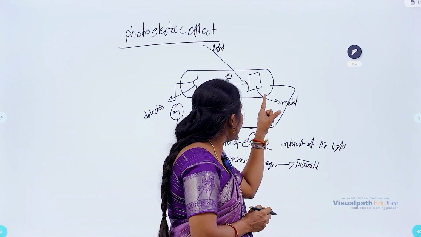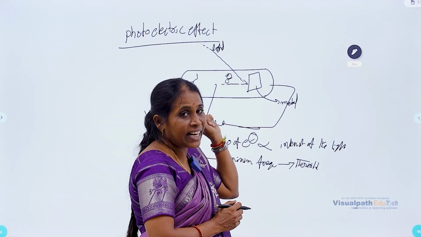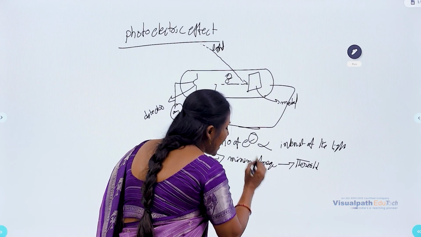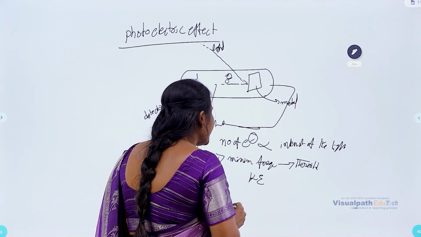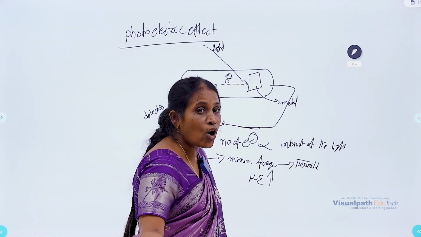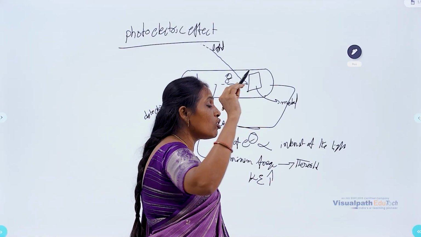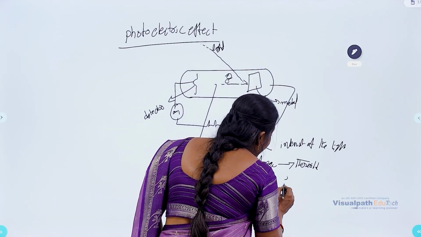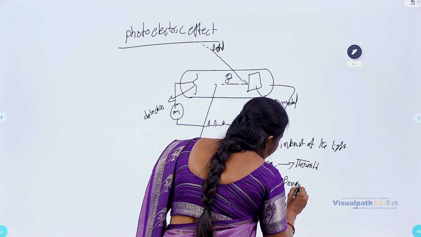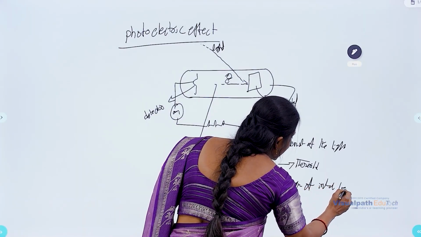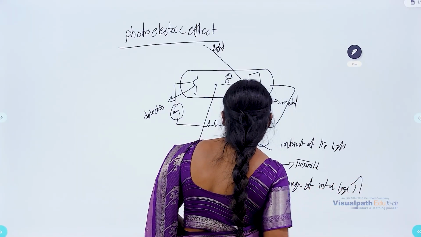So these electrons are ejected, and they are with kinetic energy. Generally, as this kinetic energy increases, the frequency of the light also increases.